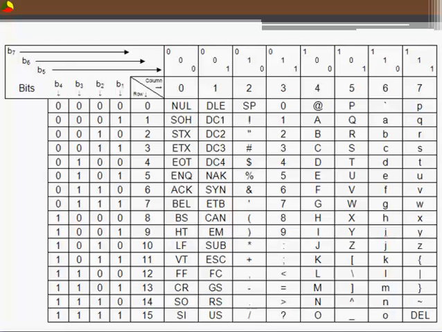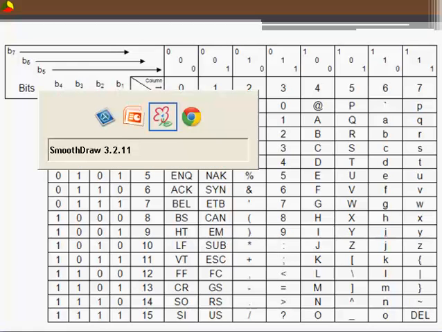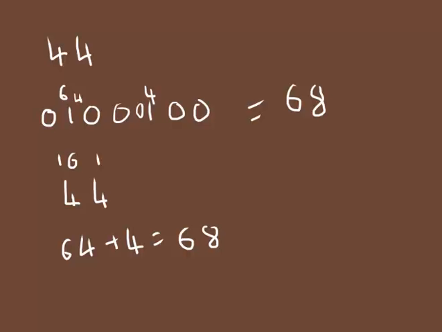You'll also notice that there's only 7 bits in ASCII, meaning that it can represent 128 different characters. The reason for that is because it allows a parity bit to be placed within it, and that's to check for errors. I'll demonstrate that now.